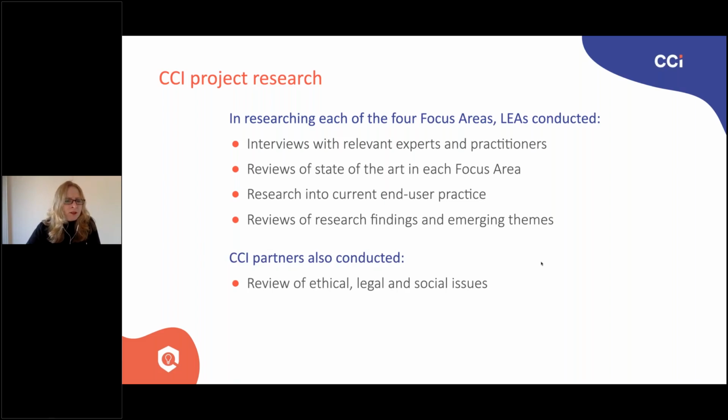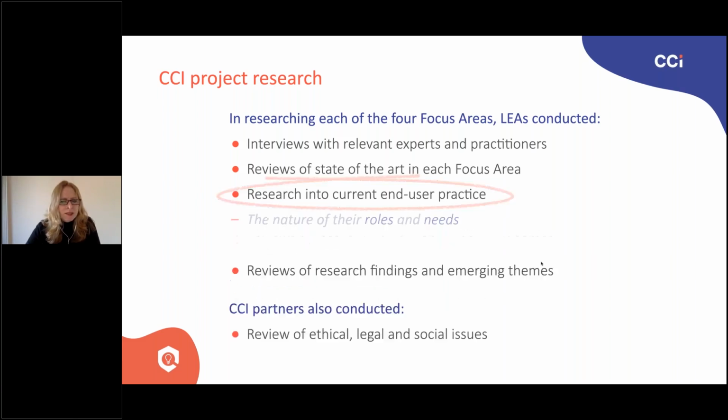Other CCI partners also conducted research into the ethical, legal, and social issues related to the focus areas. But most important in terms of actually gaining the insight that we would need to be able to develop the tools was the research undertaken into end user practice by the LEAs themselves. They were observing the police officers, understanding the nature of their roles, their needs, their preferences, their concerns, and their values.